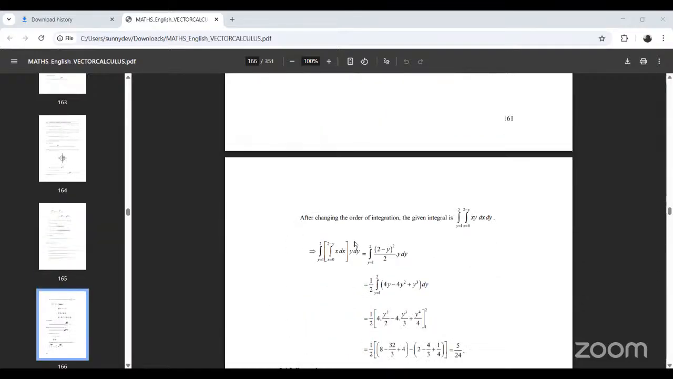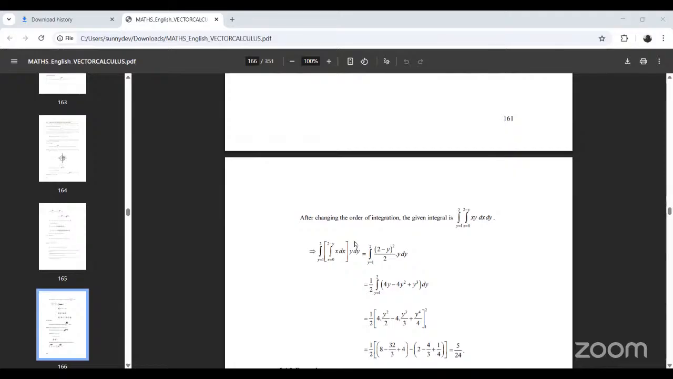So first we are doing the integration with x, dx. So that is x into dx, that becomes x squared by 2. And now apply the limits, 2 minus y and x equal to 0. That becomes 2 minus y whole square by 2. Okay, then y into dy. So a minus b whole square is a square plus b square minus 2ab. Then we are getting that.